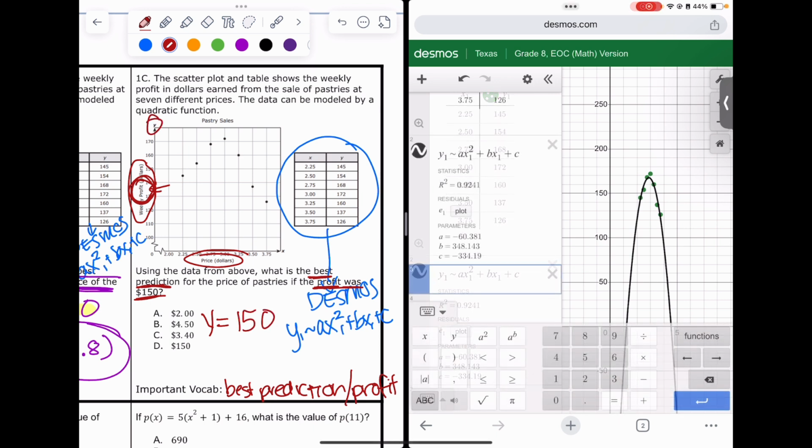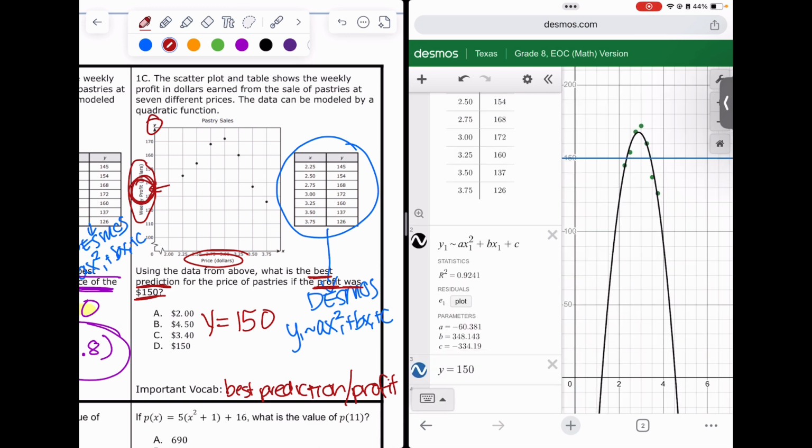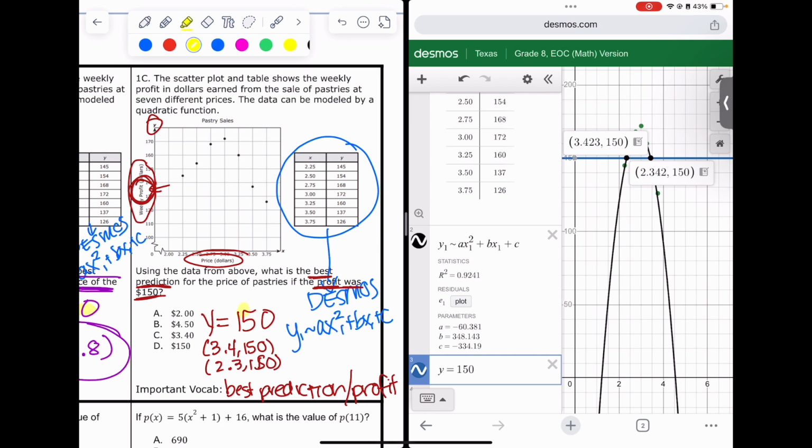So in Desmos, I'm going to type in y equals 150. And see how I get this blue line? I want to see where that blue line and black line touch, and there's 2 points. So you have 3.4, comma 150, and 2.3, comma 150. So I know that 150, they already gave me that in the question. So I'm either looking with 3.4 or 2.3. The closest answer would be 3.4, answer C.